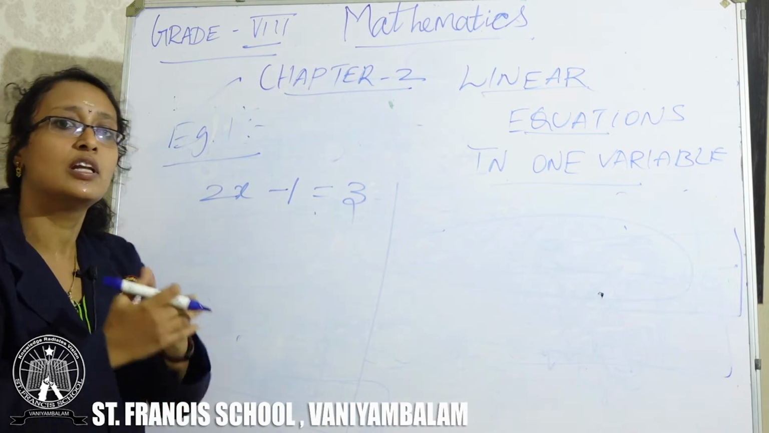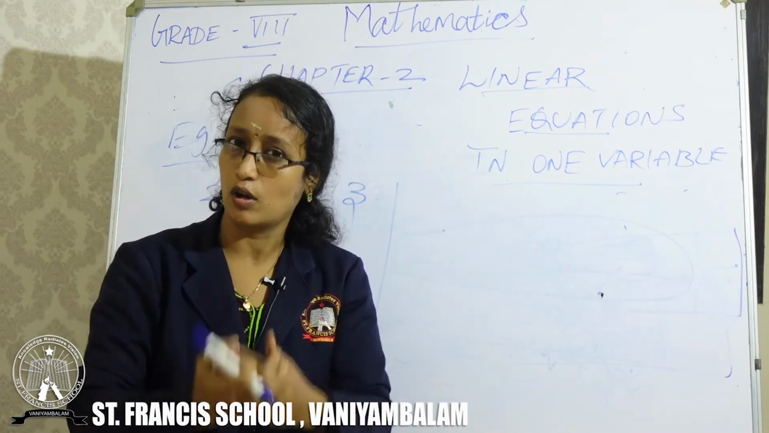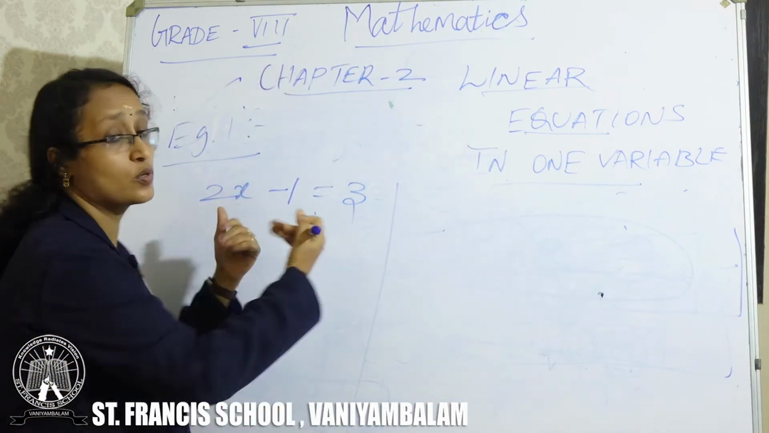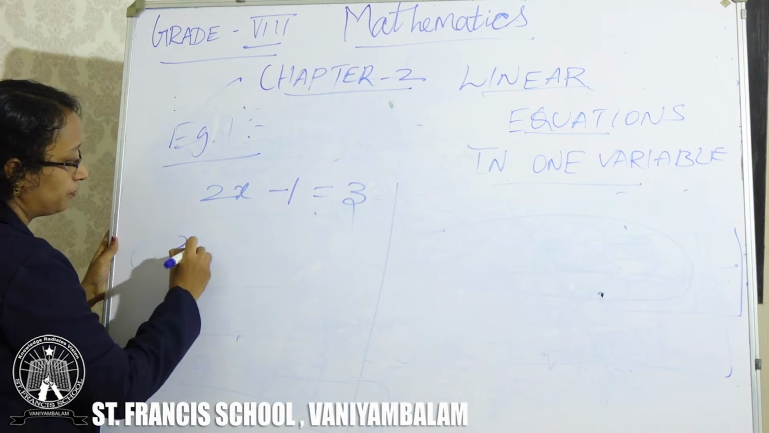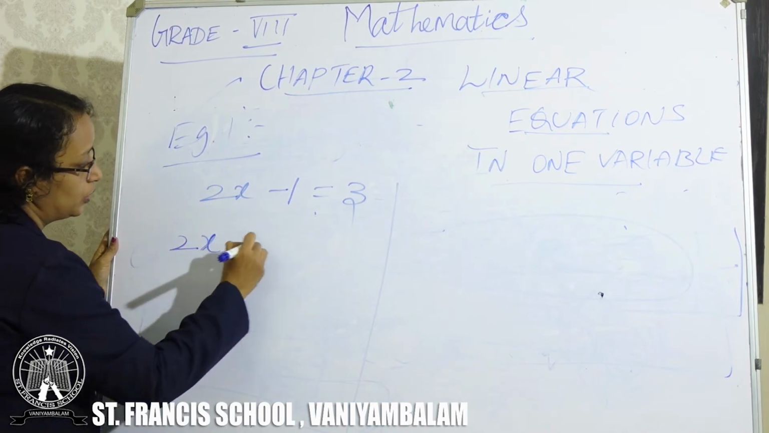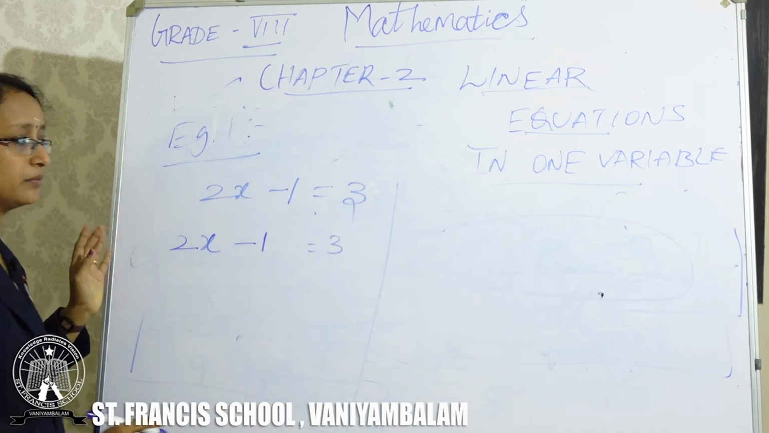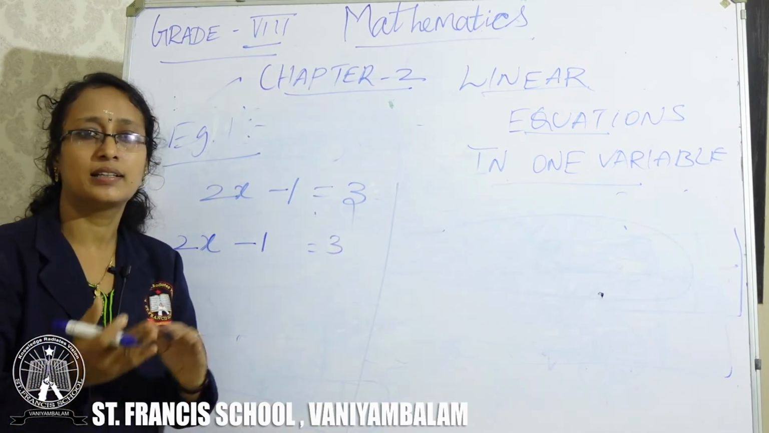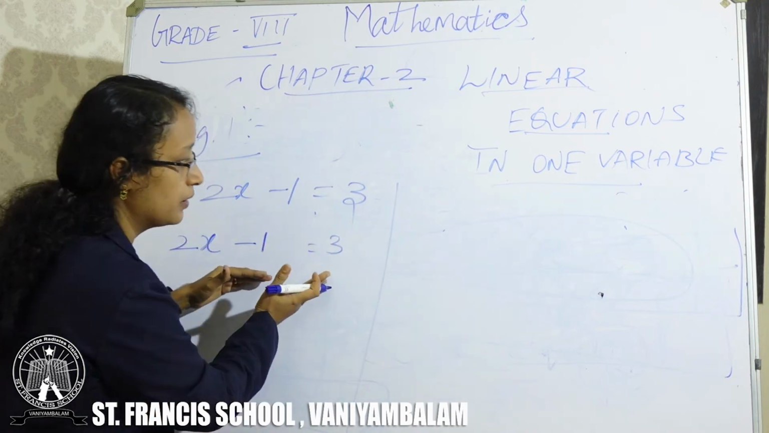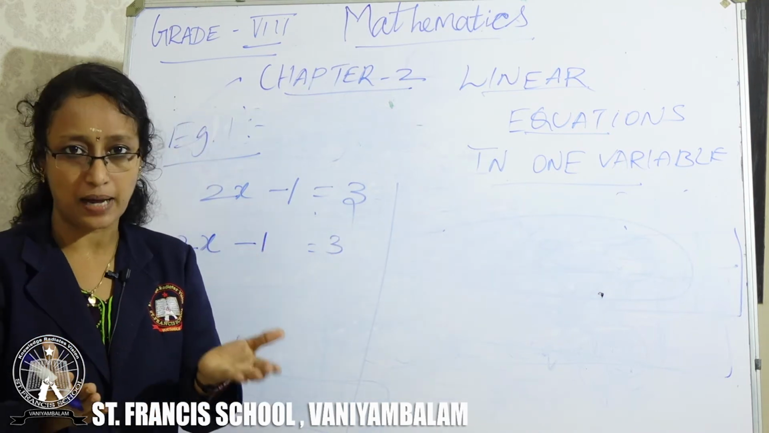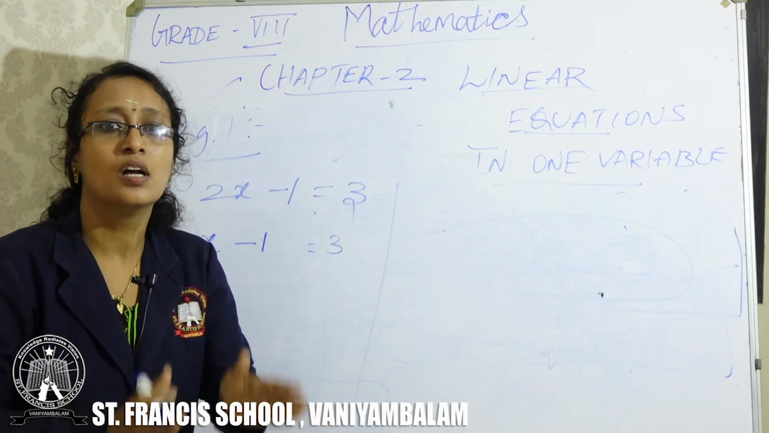Instead of that, how will you solve the equation using the first step method? 2x minus 1 is equal to 3. What constant can be added or subtracted so that the equation stays balanced? It should not disturb any of the values in this equation. So what will you do?